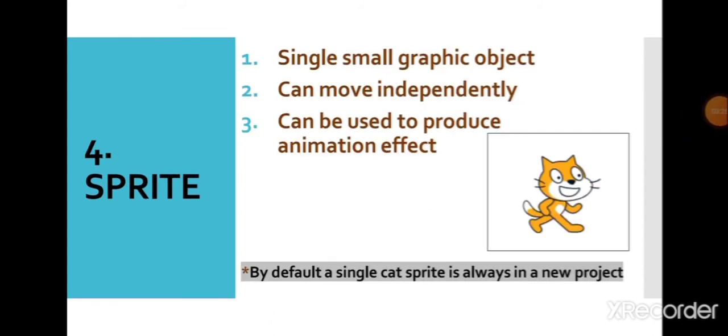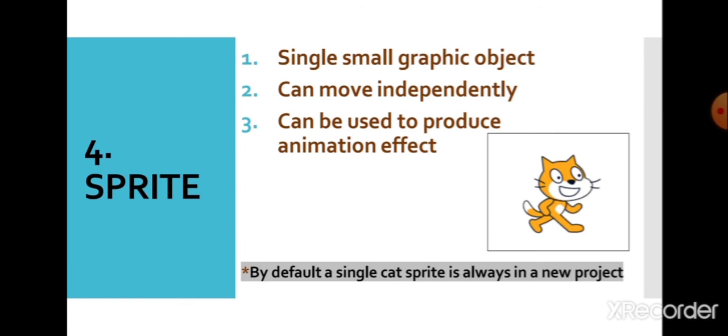Sprite. So what is a sprite? A sprite is a small graphic object. It can be any object. A sprite is a small graphic object that moves independently around the stage and it can produce animation effects. Sprite can be any object.